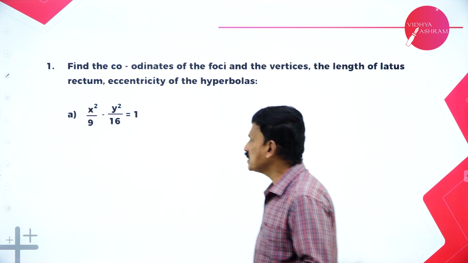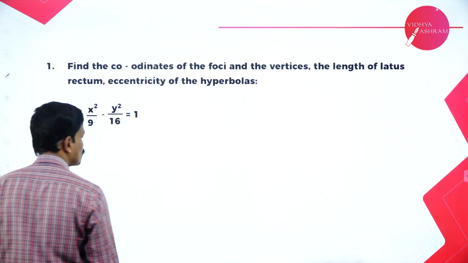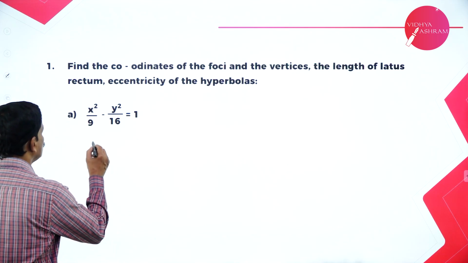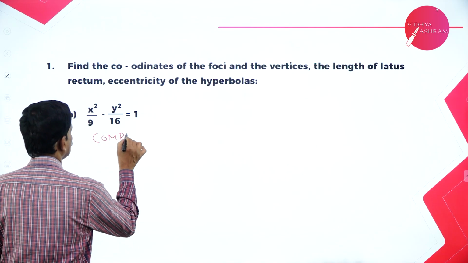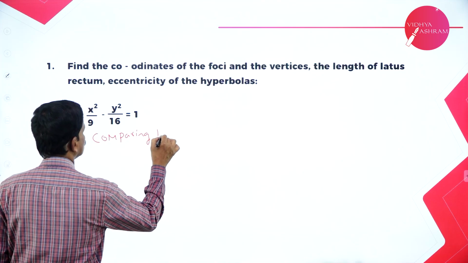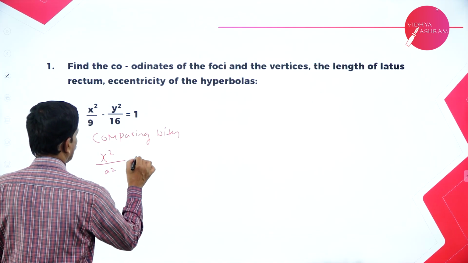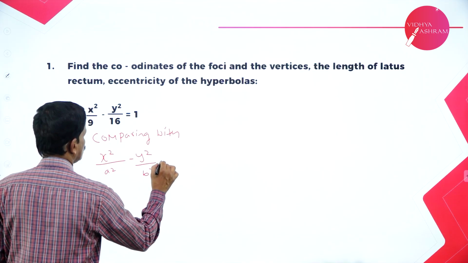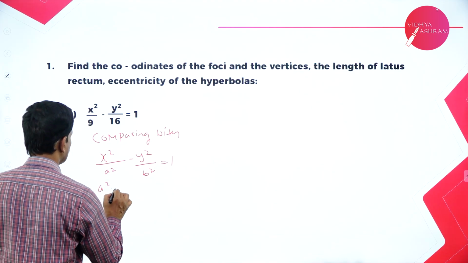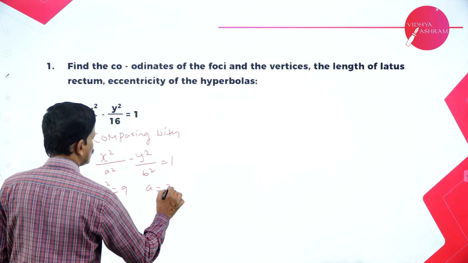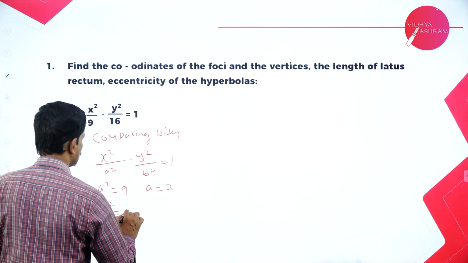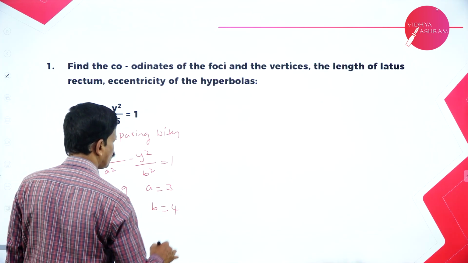Now, just compare this. x square by 9 minus y square by 16 is equal to 1. Comparing with the standard equation x square by a square minus y square by b square is equal to 1. So, a square is equal to 9, therefore a is equal to 3. b square is equal to 16, b is equal to 4.